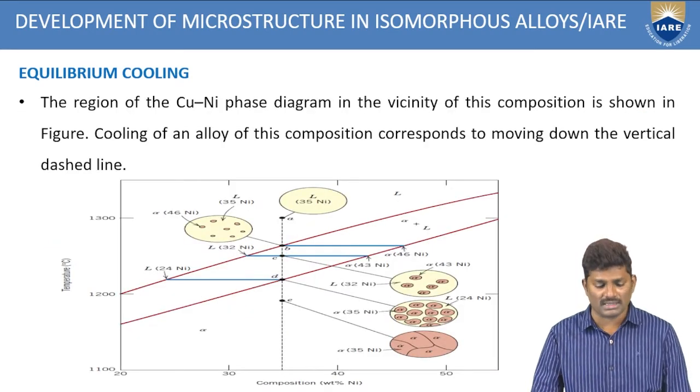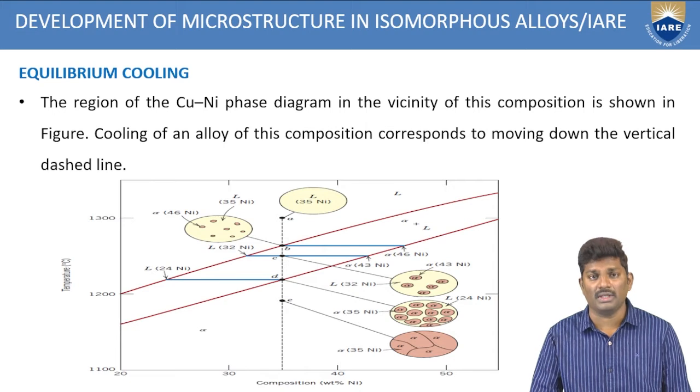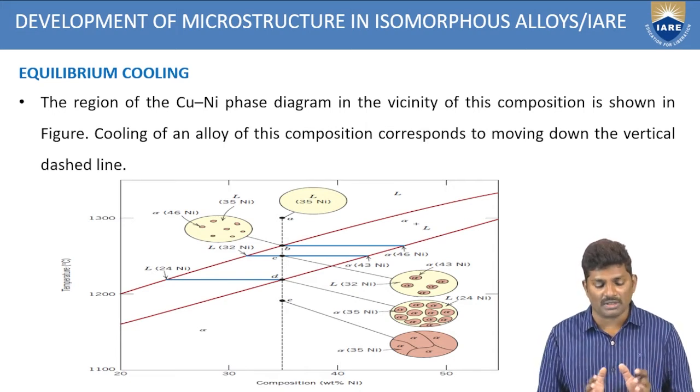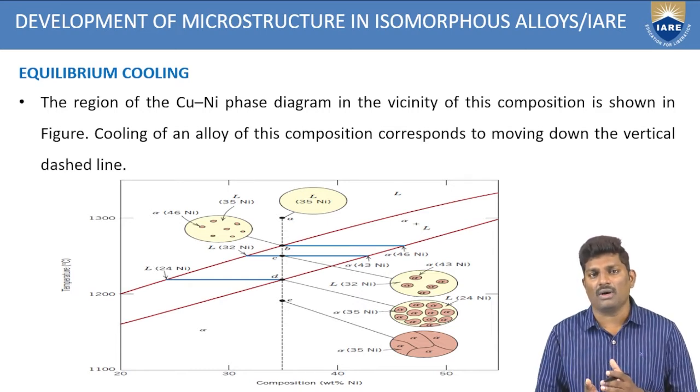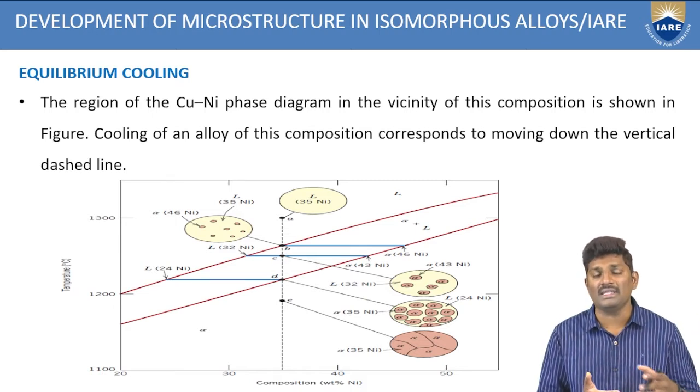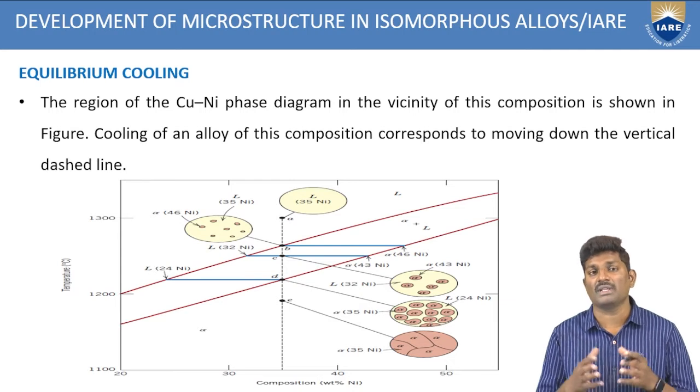Now, if you see in this figure, the region of the copper and nickel phase diagram is based on the composition. So if you identify the composition of that material at a particular temperature, it is very easy for us to identify the phase. Now, how to identify that composition we have discussed in the previous sessions, based upon the tie line.